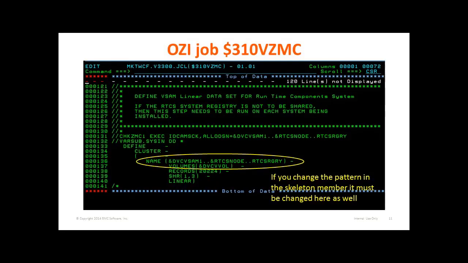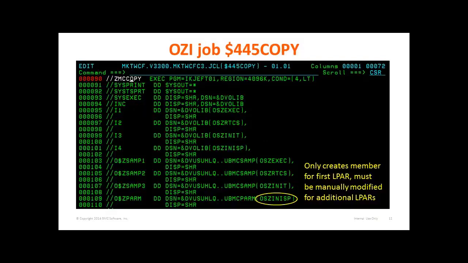If you want to change the dataset naming convention for the RTCS System Registry backing VLDS, you will need to change it both in the skeleton member and the allocation job, $310 VZMC. The $445 copy copies the skeleton member to the BMC PARM library, while tailoring the RTCS registry name. This job only creates the member for the local LPAR.